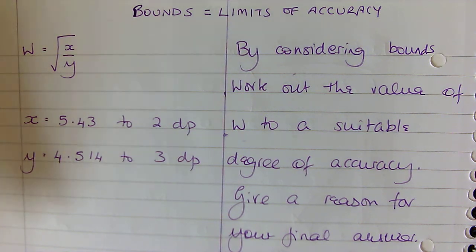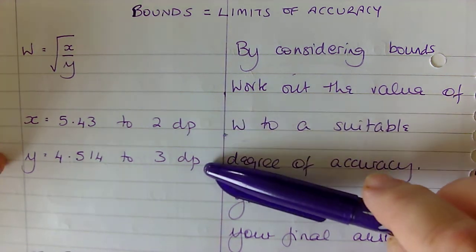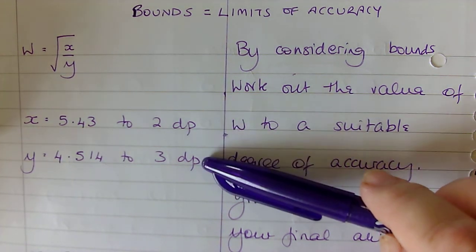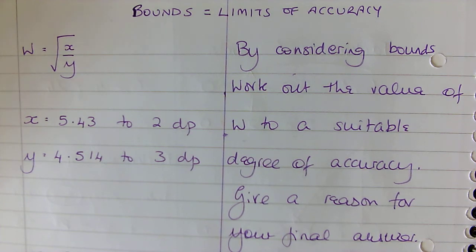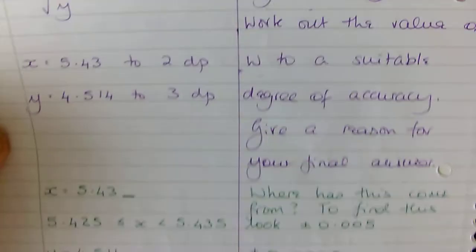So in this question we are told that w is equal to the square root of x divided by y, and we're also given values of x and y to varying degrees of accuracy. And the question says, by considering bounds, work out the value of w to a suitable, keyword suitable, degree of accuracy, and give a reason for your final answer. Okay, so let's take a look at how we would approach that.